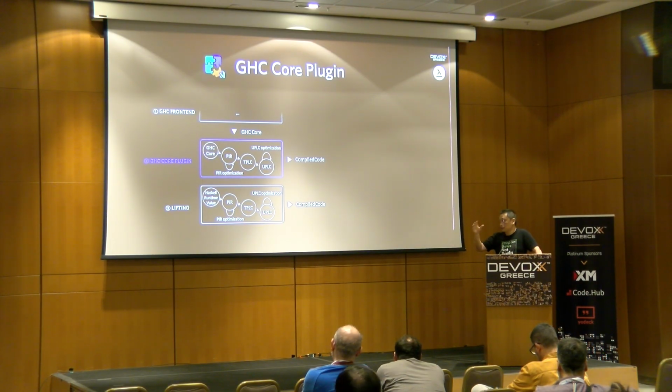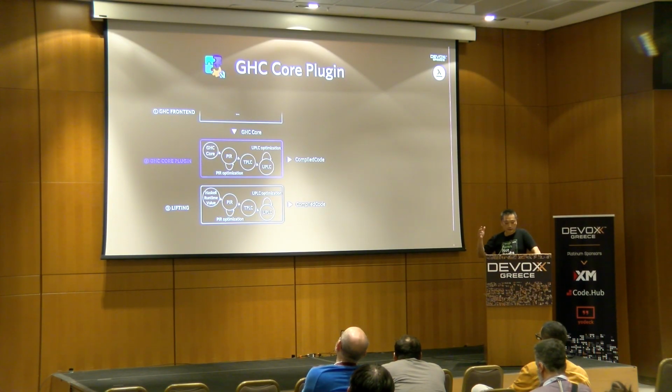So we take GHC core of your program, and then we compile it into our own IR called PIR, Plutus IR, and then it gets lowered to a language called typed Plutus core, and finally untyped Plutus core. And this untyped Plutus core is then wrapped back into a GHC core expression. So this is implemented in a core plugin.